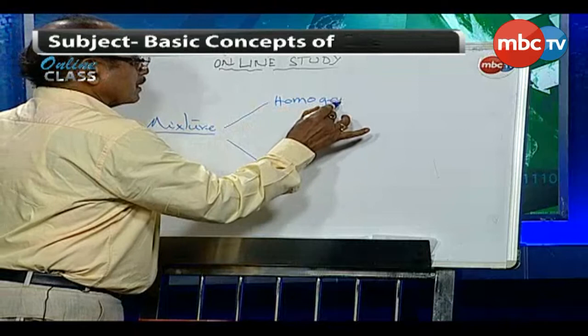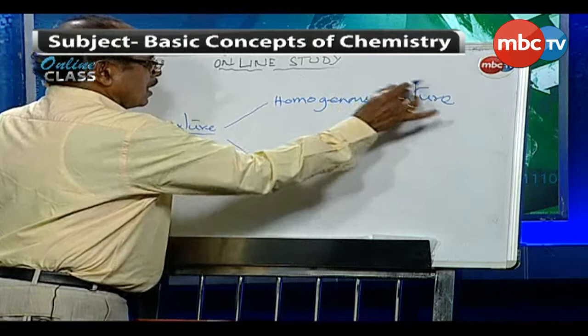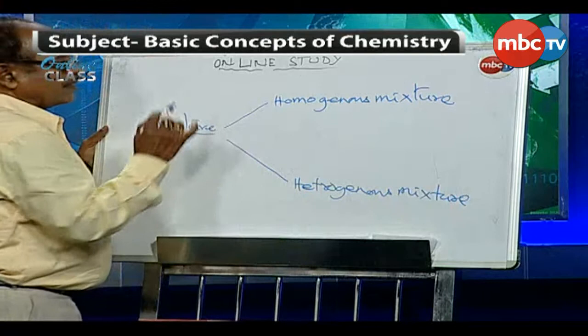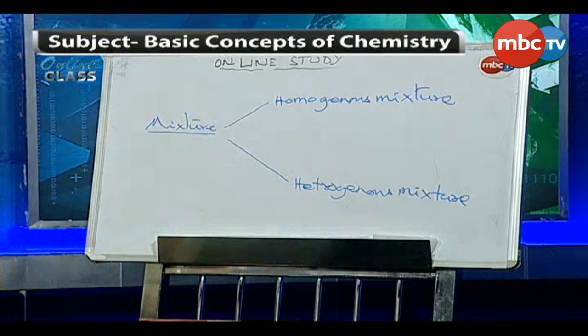It can be a homogeneous mixture, or it can be a heterogeneous mixture. When the same things are present, when identical things are present, we call it homogeneous. Anything uniform, if uniformity takes place, we call this homogeneous.